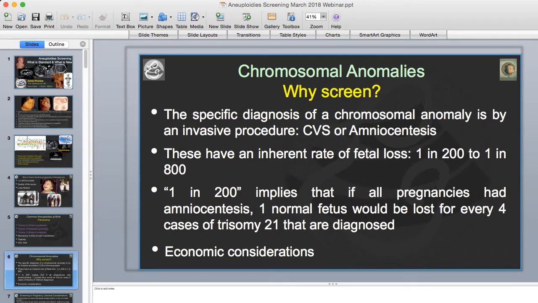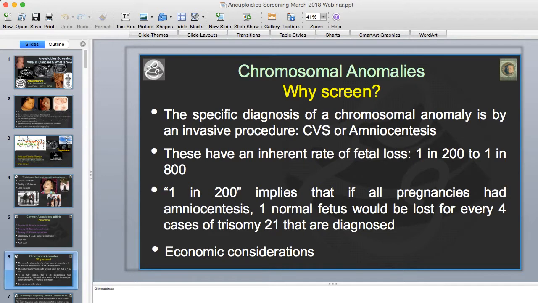Now, the first thing, of course, is the word screening. Why do we need to screen? Screening, as we know, is to look at an entire population to be able to identify those individuals who will benefit from further evaluation. Now, why do we need to screen for Down syndrome? The specific diagnosis of a chromosomal anomaly is by an invasive procedure, which is either a chorion villus sampling or amniocentesis. And these have an inherent rate of fetal loss, somewhere between 1 in 200 for beginners and somewhere between 1 in 800 to 1 in 1000 for the experts.